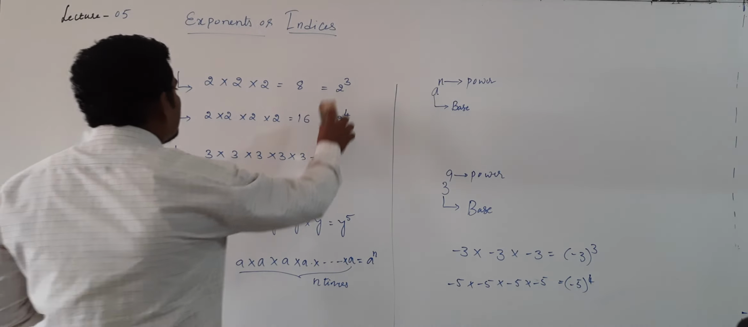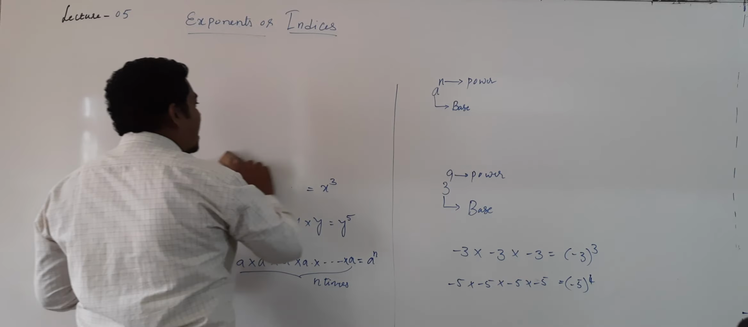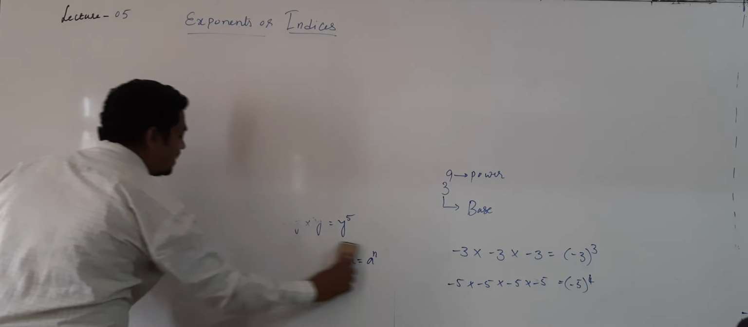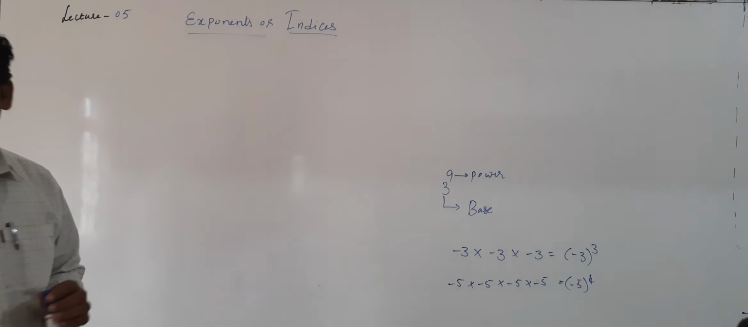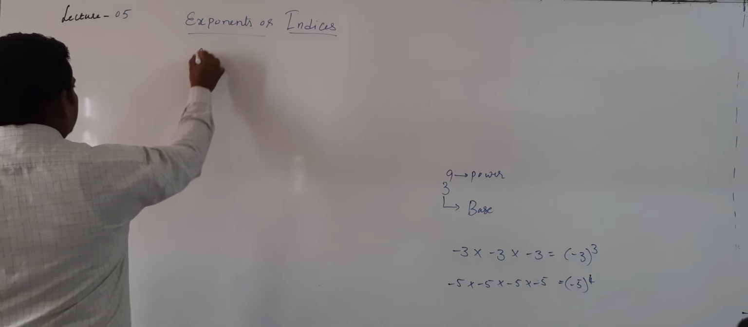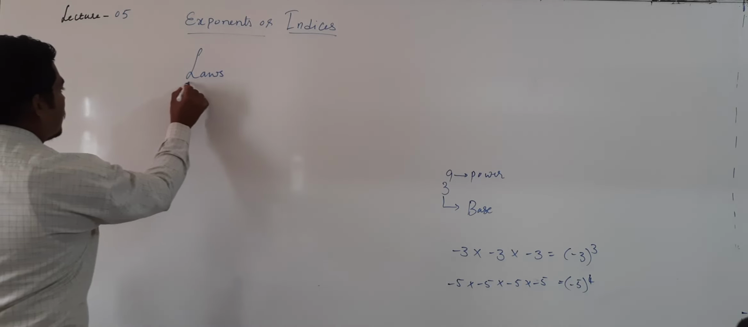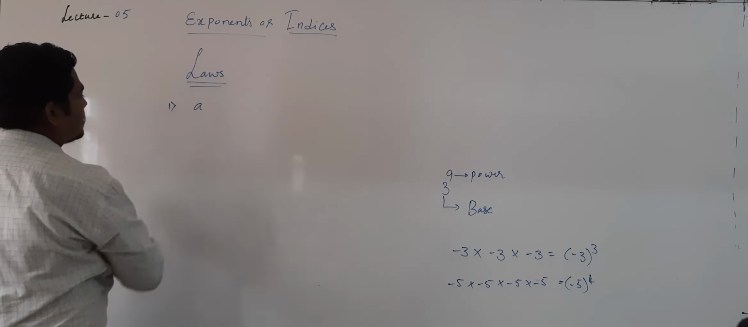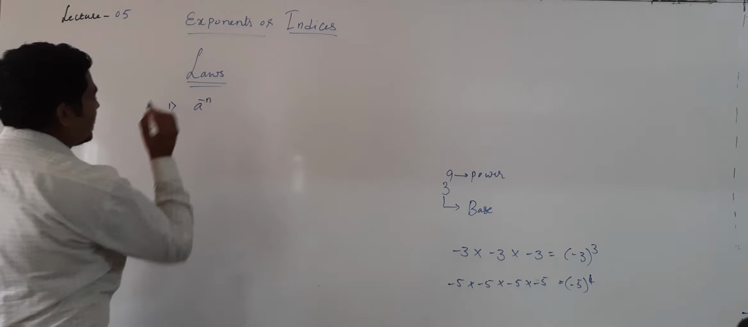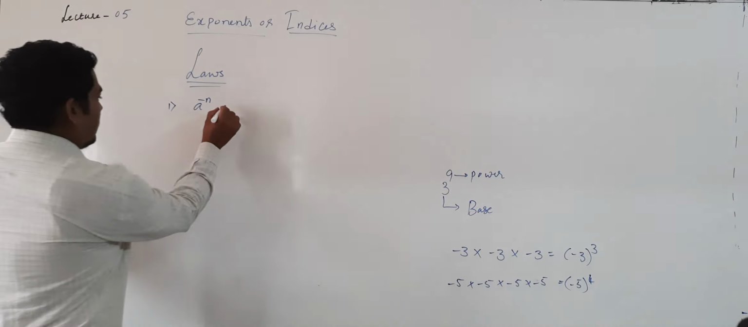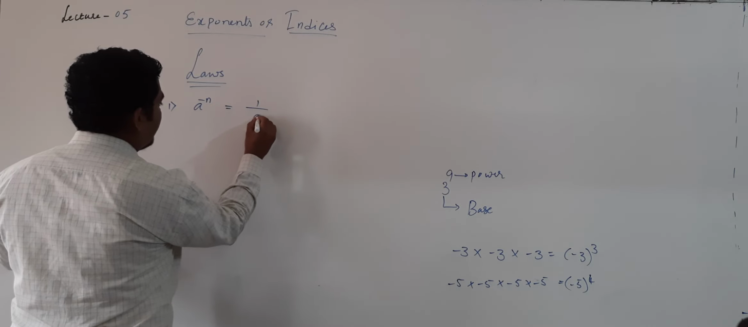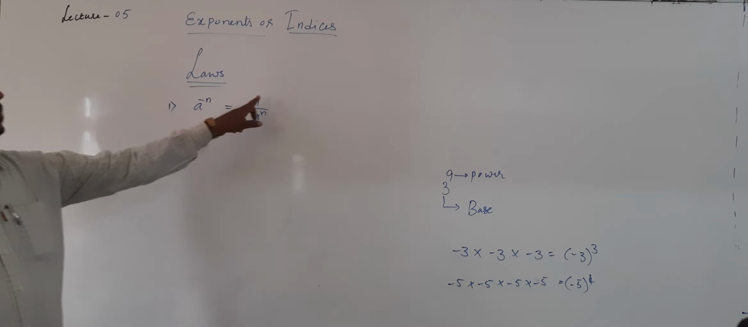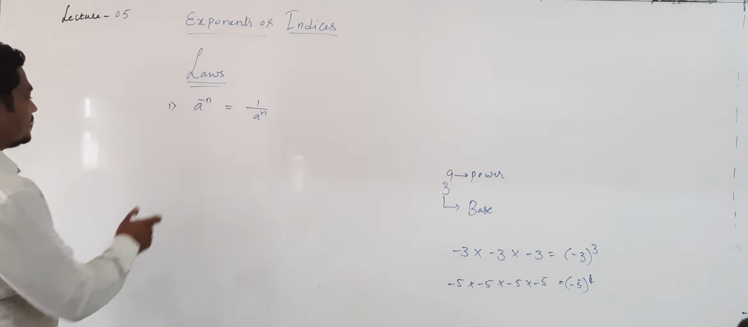Next, laws of indices or laws of exponents, which are properties. Suppose a power minus n is equal to 1 divided by a power n.